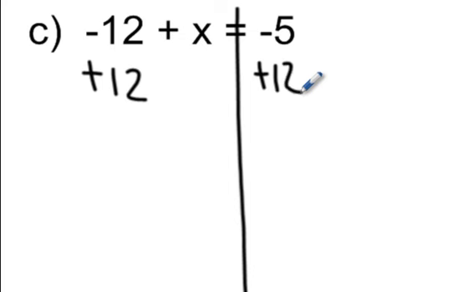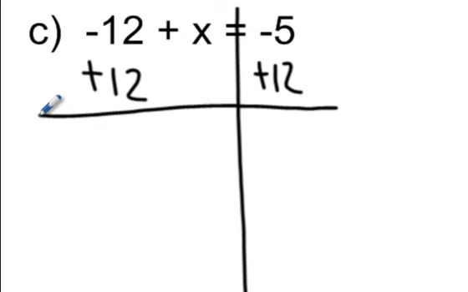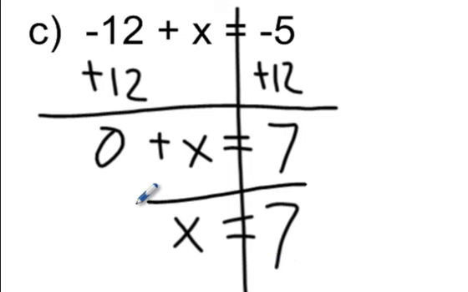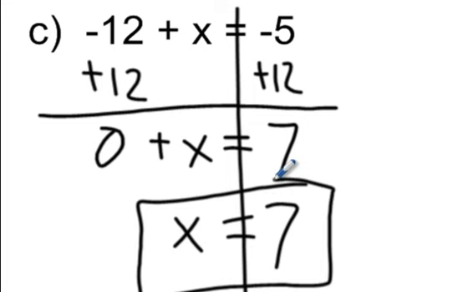So adding 12 here, I would add 12 to both sides. When I add down, I get 0 plus x, which is of course just x, and negative 5 plus 12. Thought process, which are there more of? There's more positives. How many more positives? 7 here. So I get x is 7. And again, I circle it or I box it up. It's up to you, doesn't matter to me. So on to the multiplication ones and division.